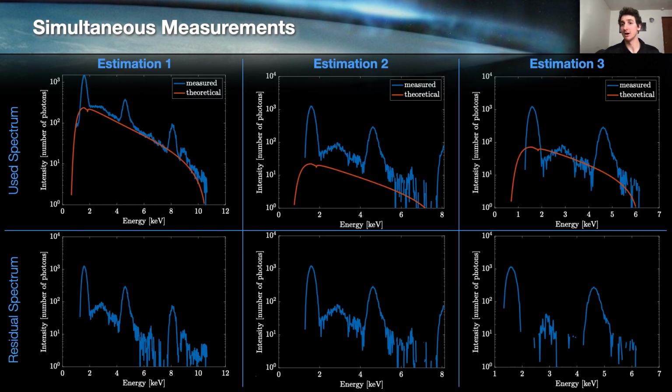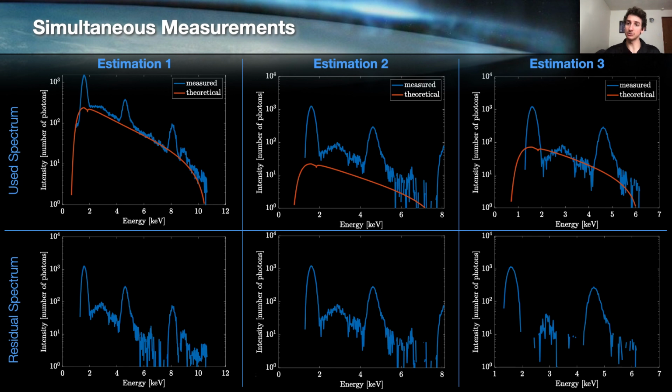And that's what we did here for 3 steps, because we have 3 components. In the top row, we have the spectrum that we use to estimate the potential, and in the bottom row, we have the residual spectrum that we get once we subtract the theoretical spectrum. So in the first estimation, we estimate the landing energy here at about 11 keV, because we're measuring that highest potential corresponding to -1 kilovolt, or a landing energy of 11 keV.